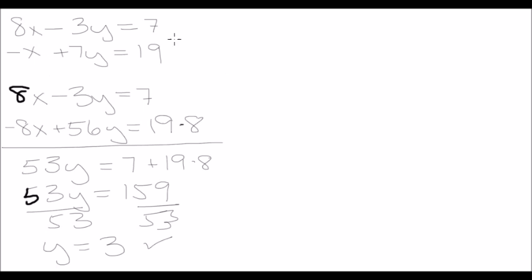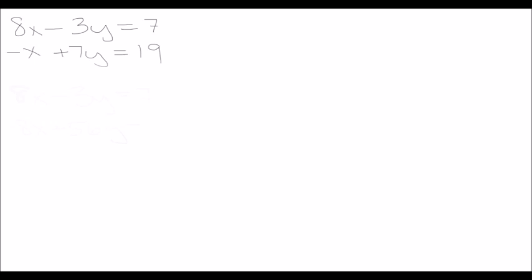I'm now going to plug it back in. It does not matter which equation I'm going to use. So I'll go ahead and do it into the first one. I say 8x minus 3 times 3, which is 9, is equal to 7. So I move the 9 to the other side. I get 8x is equal to 16, or x is equal to 2. And I'm done. So let's see that same system of equations, but using the substitution method instead.